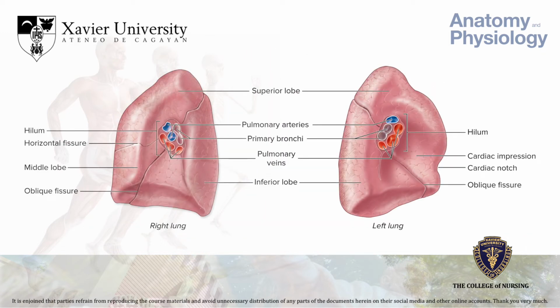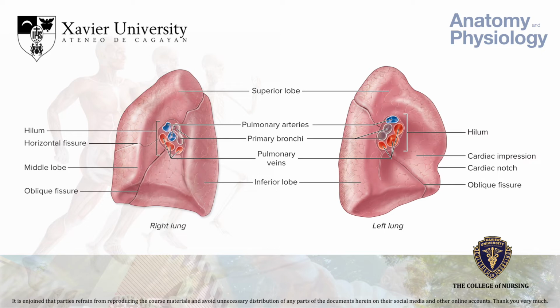The right lung has three lobes, the superior lobe, the middle, and the inferior lobe, while the left lung has two lobes called the superior and the inferior lobe. The lobes of the lungs are separated by deep, prominent fissures on the lung surface. Each lobe is divided into bronchopulmonary segments, separated from one another by connective tissue septa.